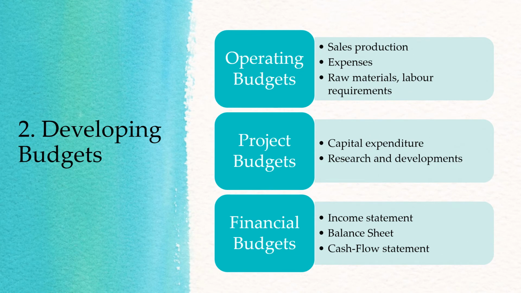There are 3 different types of budgets that you can have. You can have operating budgets, which is more your day-to-day budgets. You can have project budgets, which is your budget for a specific project that the company is looking at. And then lastly, you have your financial budgets. And your financial budgets are these 3 statements below that we are going to look at in a bit more depth.